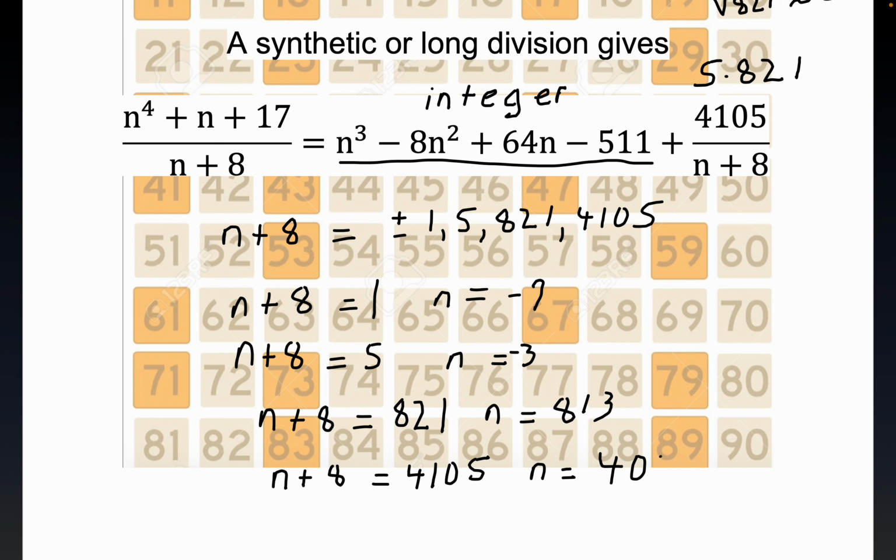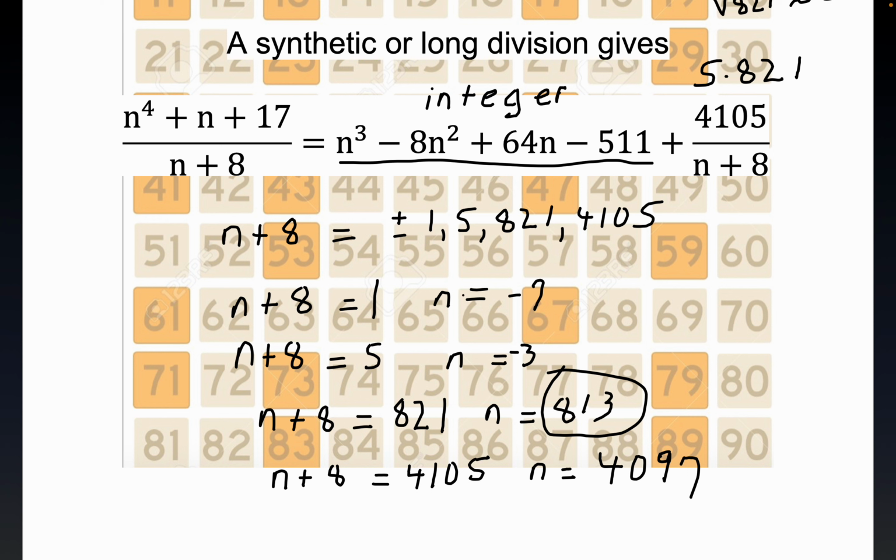Now, these are the only positive integers that result in that original quotient being, this quotient right here, this is the original problem, right? So that is 4097. These are the only positive integers, but this is the smallest one, and this is the answer to the question. 813 is not a small number, but it's the smallest of the positive numbers that we have.